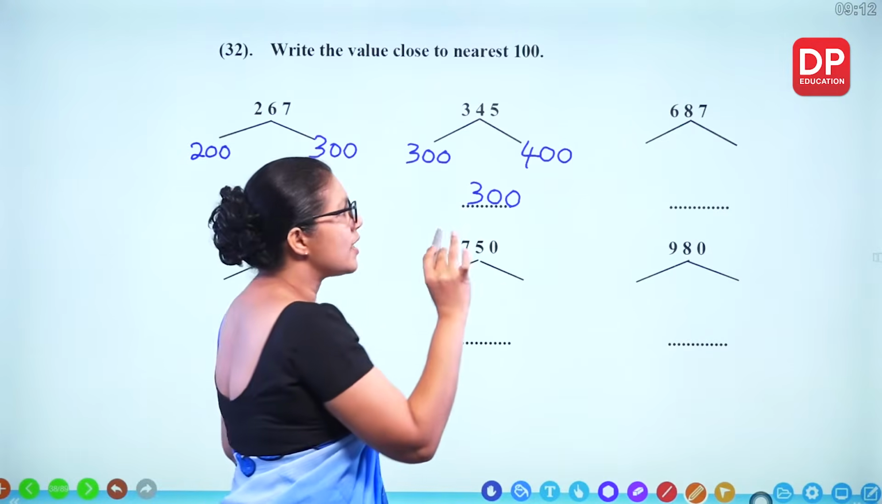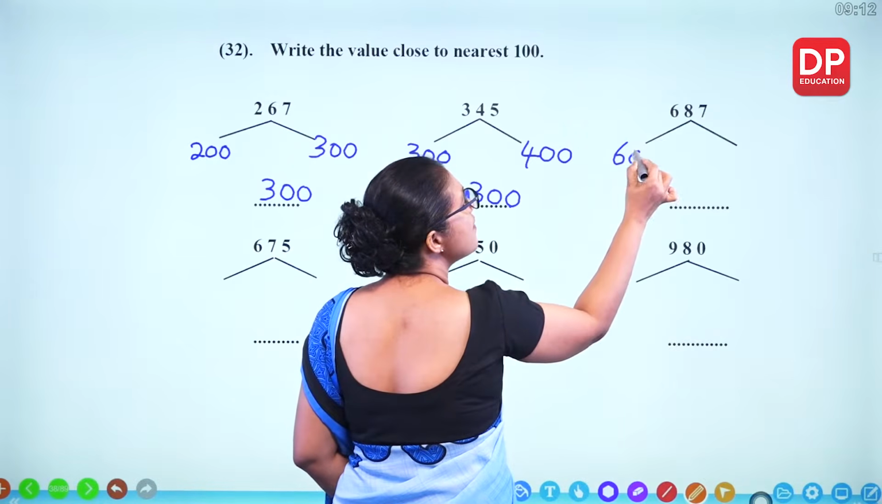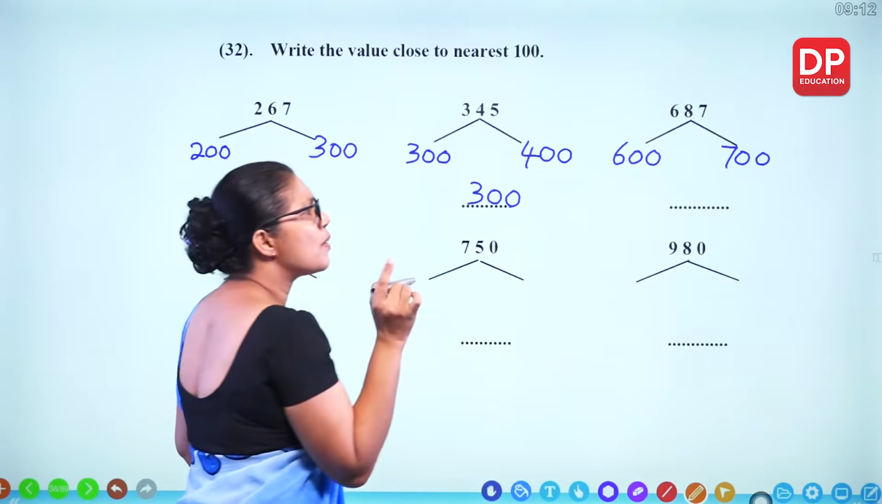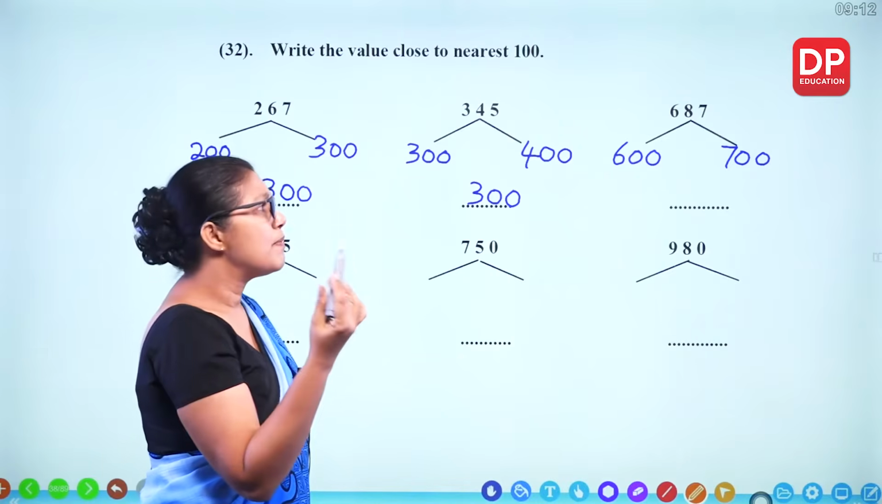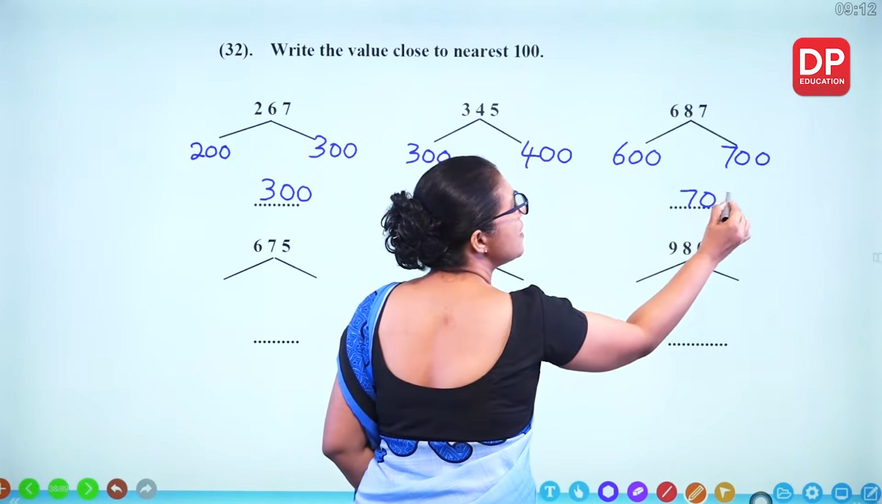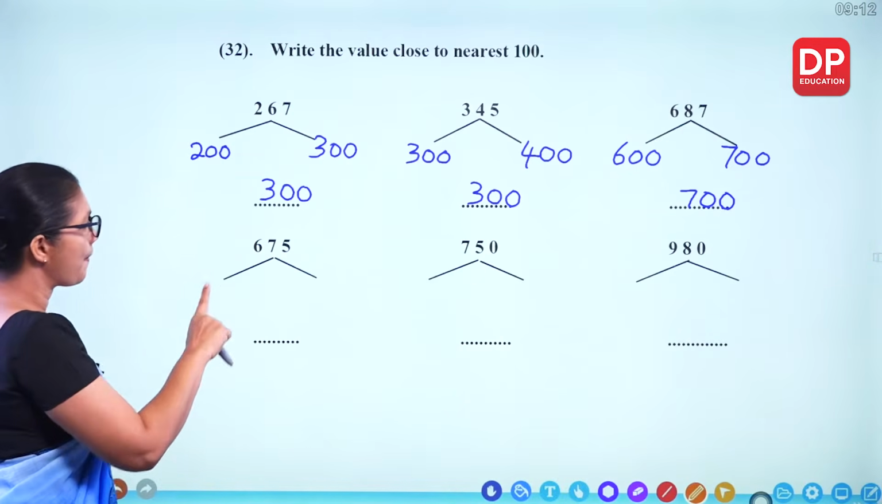687. What are the two numbers in between? So you can take 600 and 700. Which one is closer? 687 means midway 650, towards 700. So 700 is the closest hundreds place.